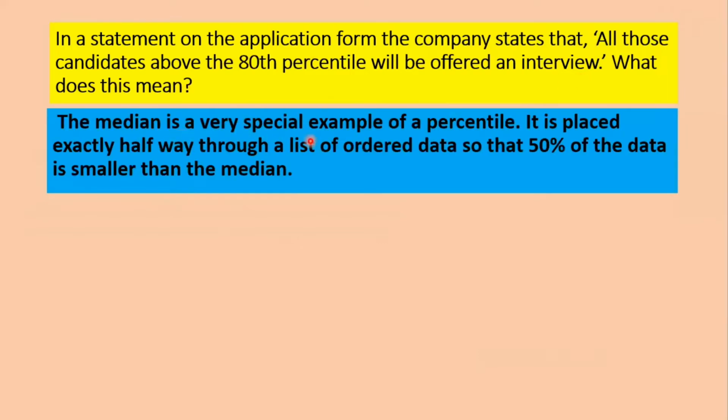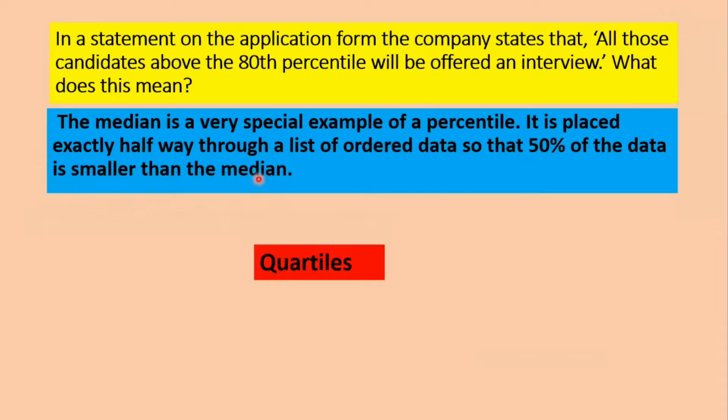The median is a very important, very special example of a percentile. It is placed exactly halfway through a list of ordered data. We know that we arrange the data in ascending order to find the median, so that 50% of the data is smaller than the median and the other 50% is greater than the median.